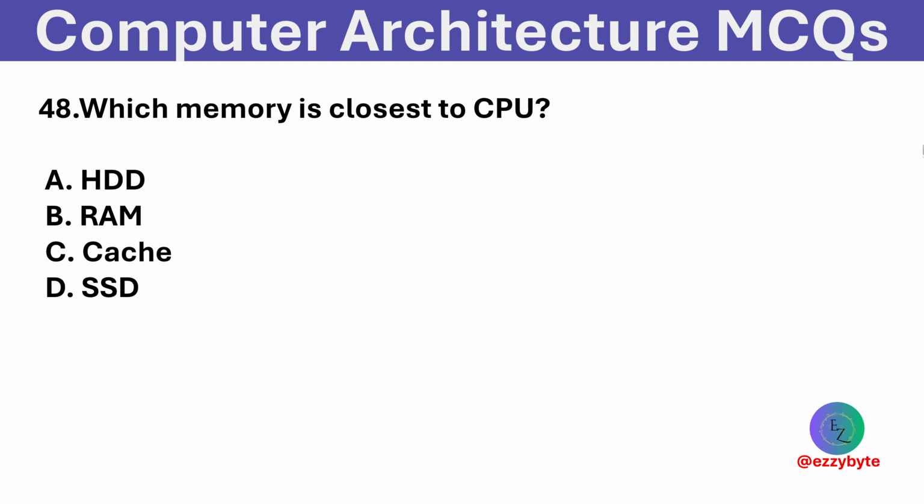Which memory is closest to CPU? Options are HDD, RAM, cache, and SSD. Option C is correct. Cache memory is directly integrated or very close to the CPU for ultra-fast access.